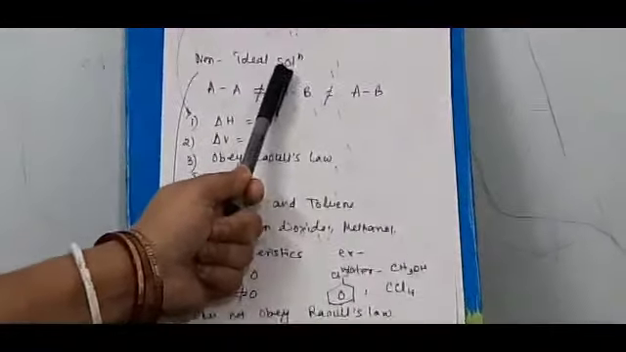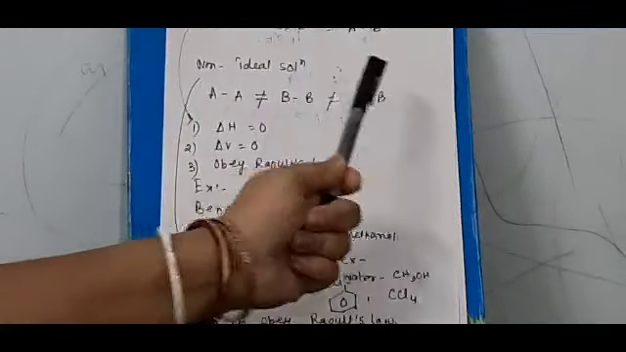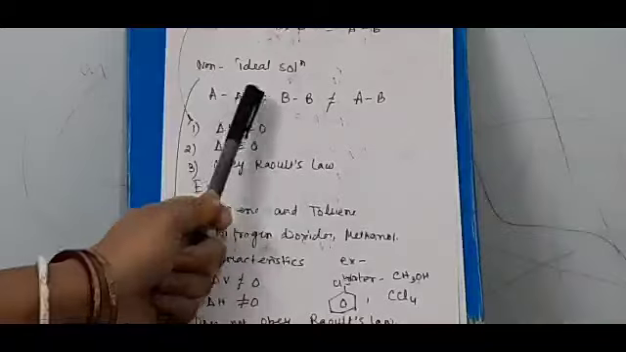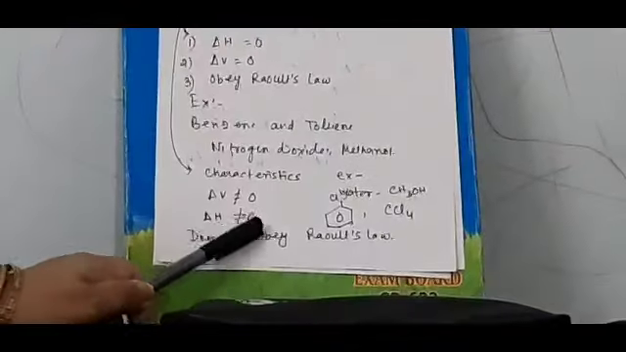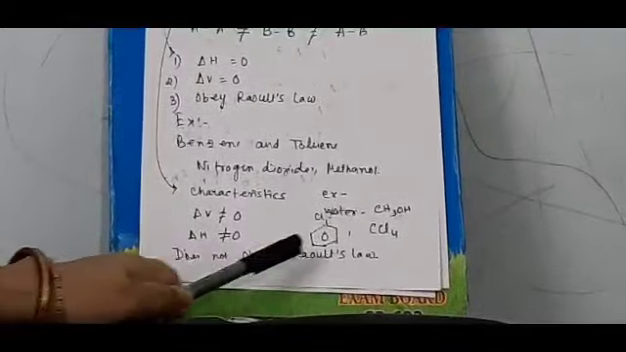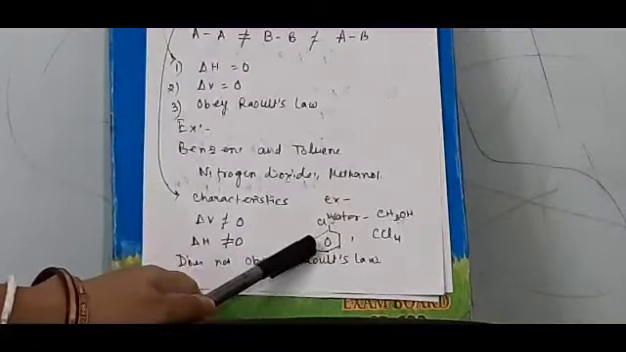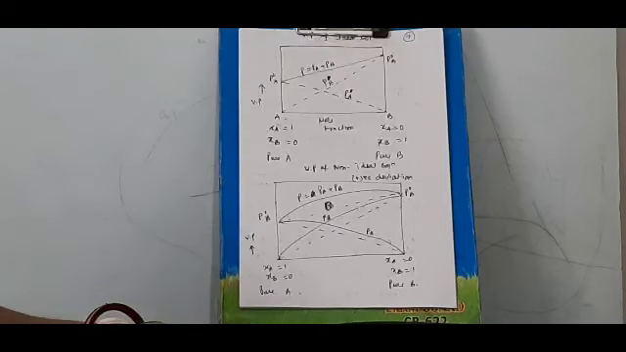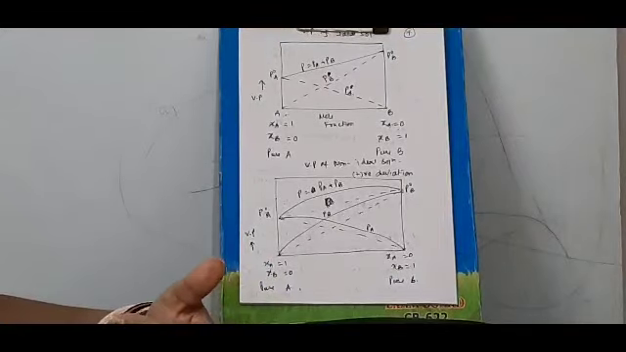The second one is the non-ideal solution. In case of a non-ideal solution, the attraction between AA molecules, the attraction between BB molecules and the attraction between AB molecules are all unequal. You can see I have written AA not equal to BB not equal to AB. Here the characteristics are delta V not equal to 0, delta H not equal to 0, and it does not obey Raoult's law. The examples are the mixture of water and methanol and the mixture of chlorobenzene with carbon tetrachloride.